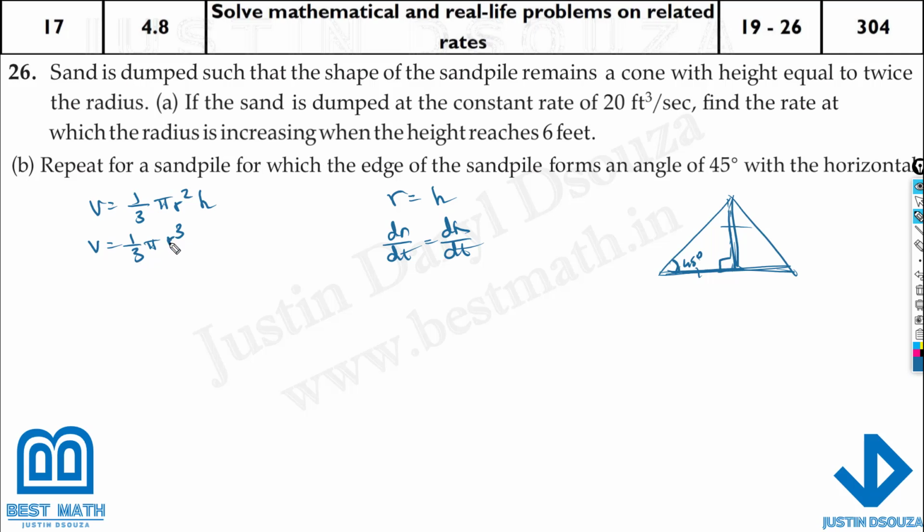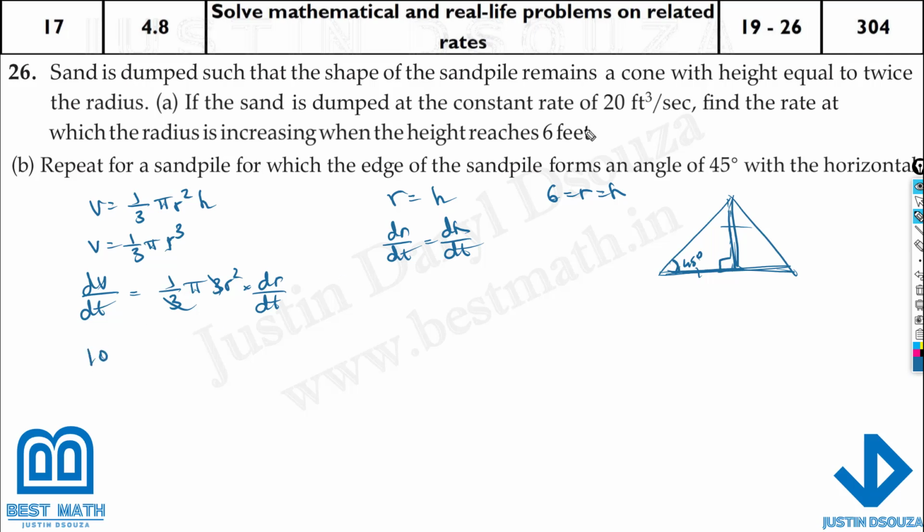So I'm using r. It'll be dv by dt, that is equal to 1/3 pi 3r squared times dr by dt. And now this 3 and 3 cancels off. Now if you look over here, what is the r value exactly? The radius is not given, but the height is given. Height is 6 feet, and now here we have this new condition. The old condition is gone. It's not equal to twice the radius. Here if h is 6, that is r or h, both of them. So we will just substitute the values here.